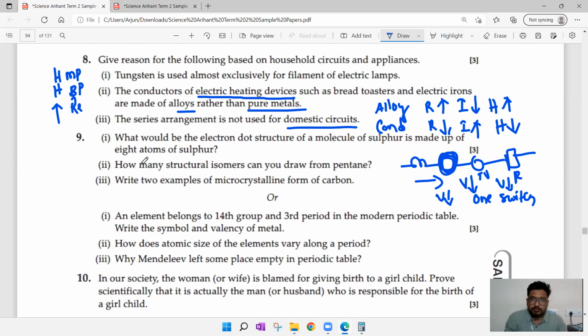Ninth, what would be the electron dot structure of a molecule of sulfur, which is made up of 8 atoms? In the textbook also we got 2 shapes we can write. 1, 2, 3, 4, 5, 6, 7, 8: sulfur atoms connected in a circular shape, and another connected in a crown shape, like this. 1, 2, 3, 4, 5, 6, 7, 8. Like that.